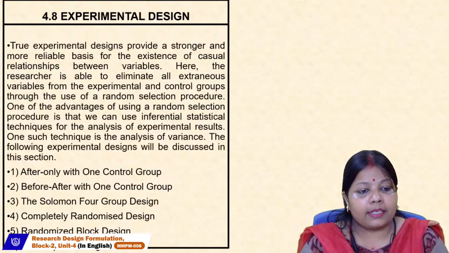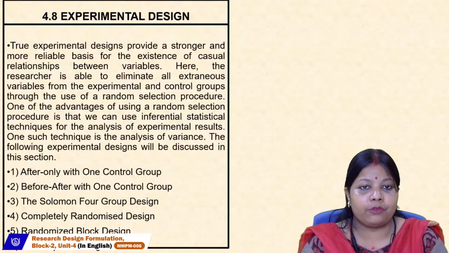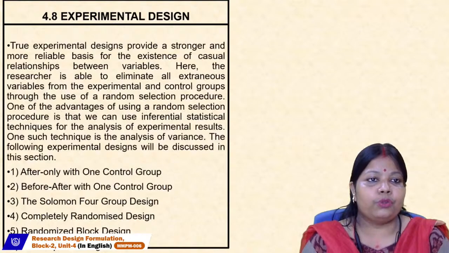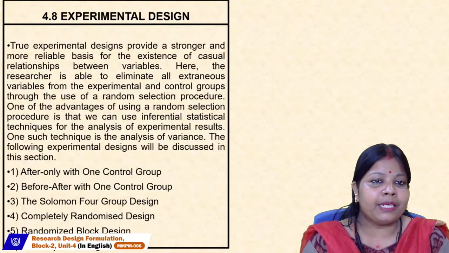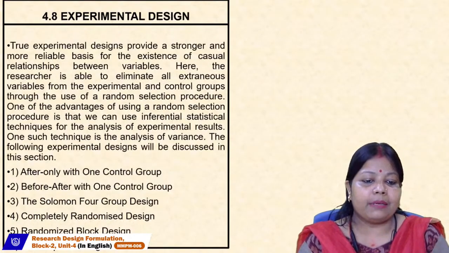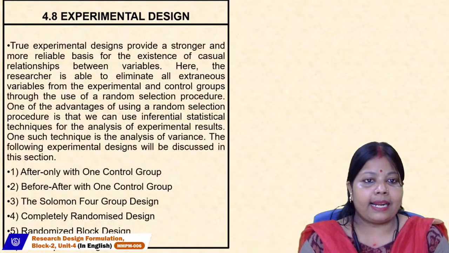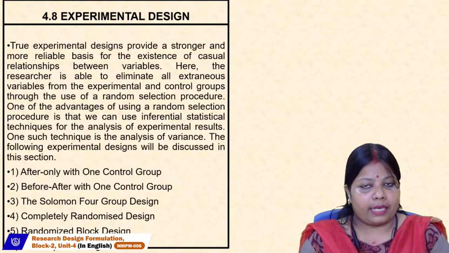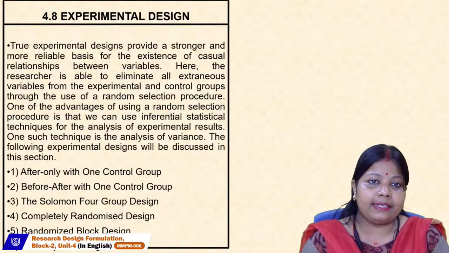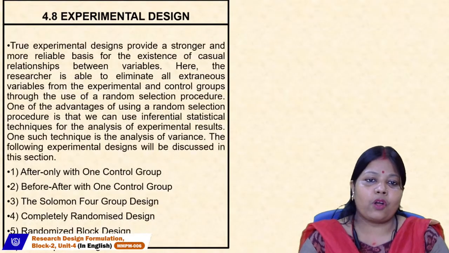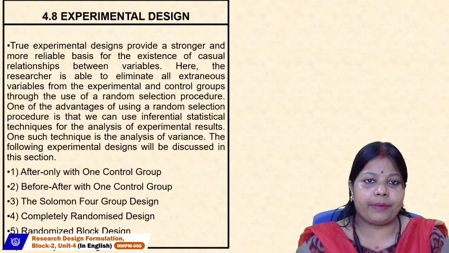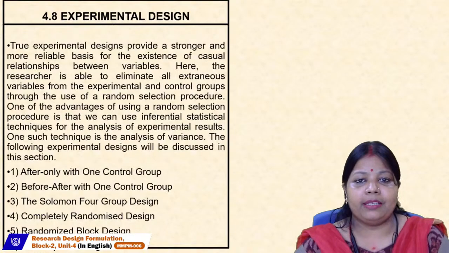The Solomon 4 group design is another quantitative, or statistical, tool to examine or experiment on the research design. Then the completely randomized design and the Latin square design are other statistical tools and techniques, which give us exactly what conclusions should be drawn about the various variables we have identified, which may be independent variables and dependent variables.